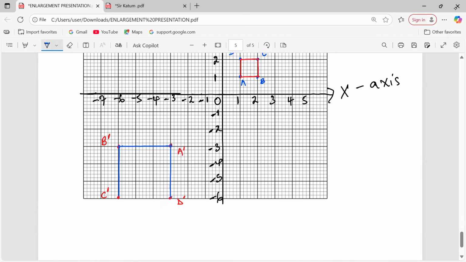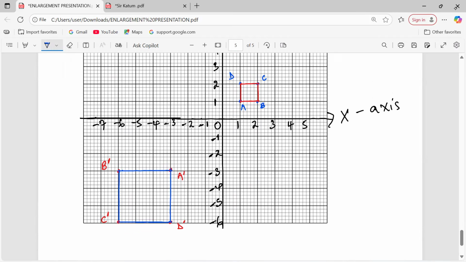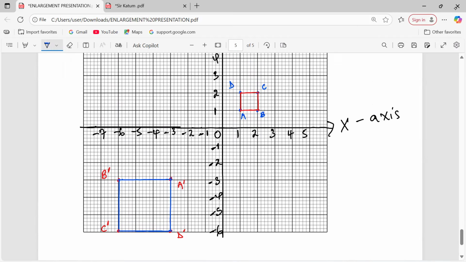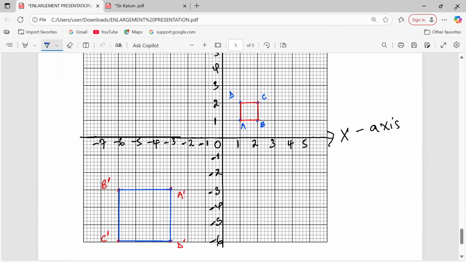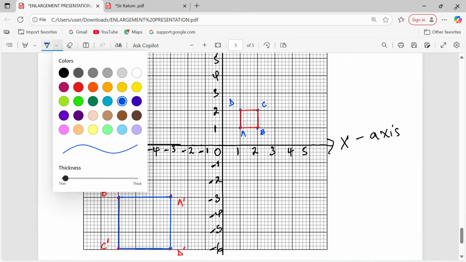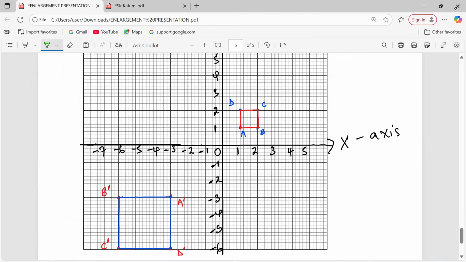And clearly, from the look of things, we can really see that the first one has been enlarged to give us the second one. So what we'll do after this, we now want to establish the scale factor and also the center for this particular enlargement. So the first thing, we connect a point together with its image.